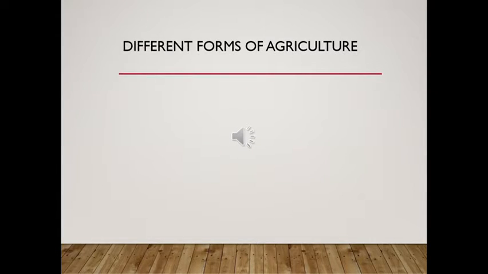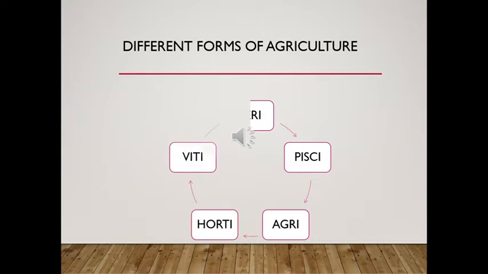In terms of primary activity, there are five types of culture, culture related to economic activity. They are sericulture, viticulture, pisciculture, horticulture and agriculture.